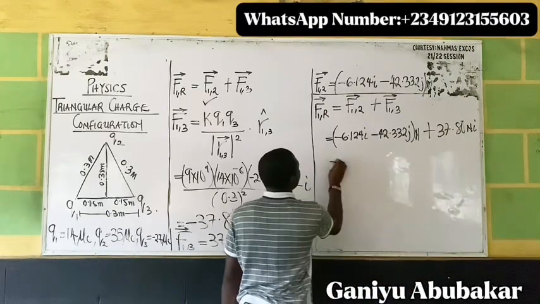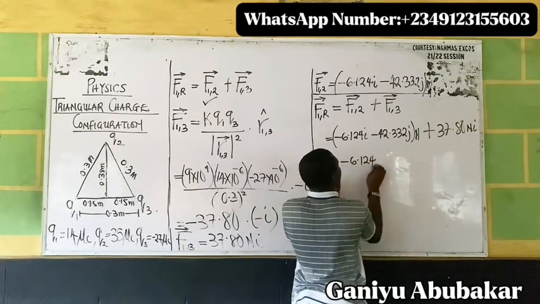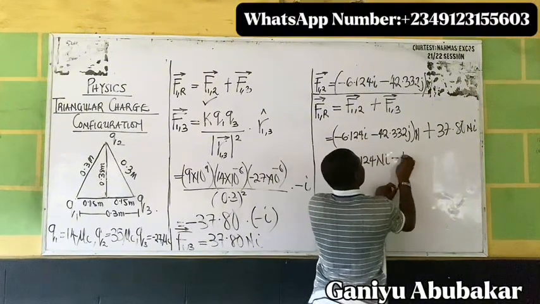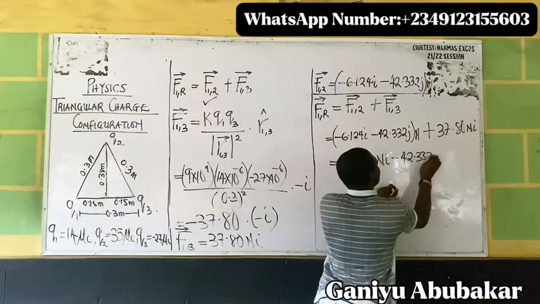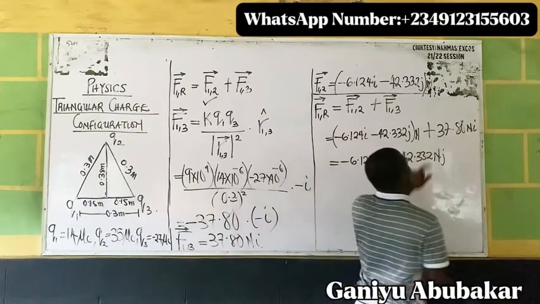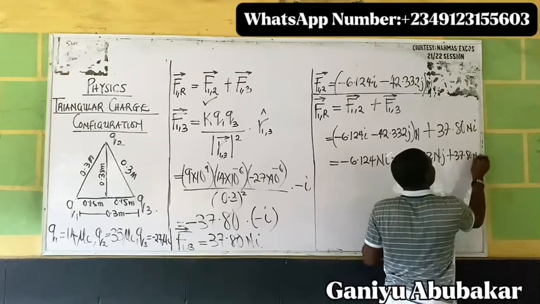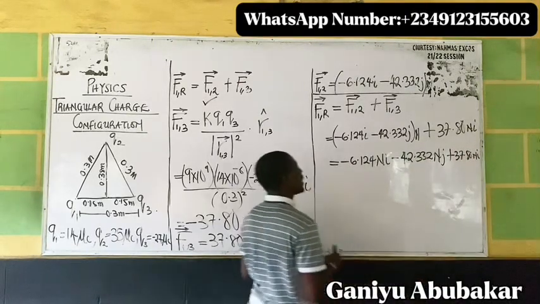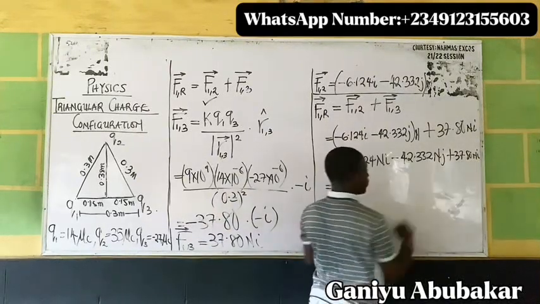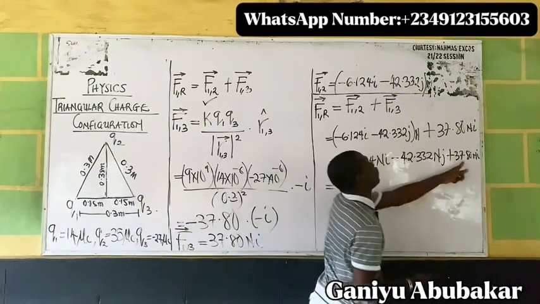Depends. This is now equal to, remove the brackets, I'll have minus 6.124 Newton i, attach the Newton to this, minus 42.332 Newton j plus 37.80 Newton i. I'll collect terms. I'll bring the i and i together. This with this are corresponding because I'm having i and i. So put these two values.